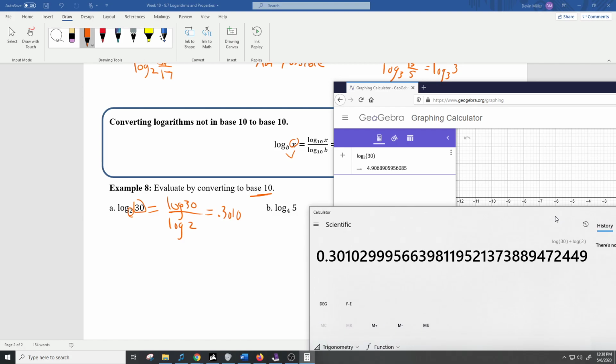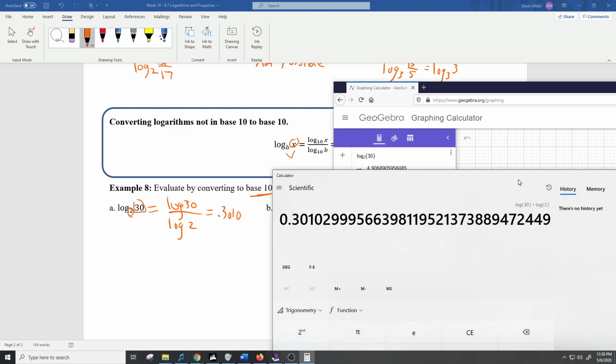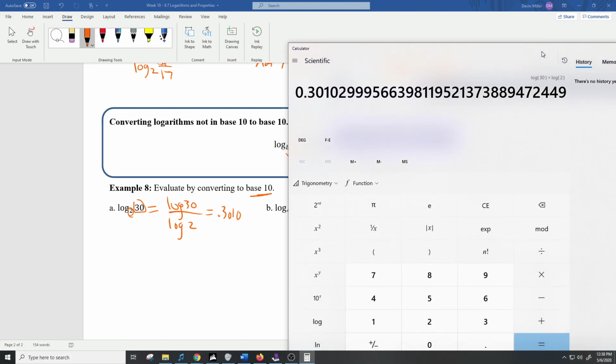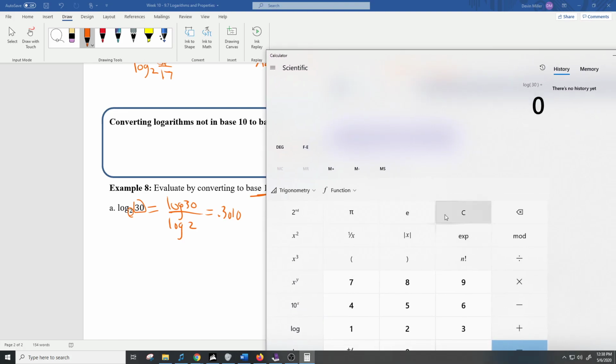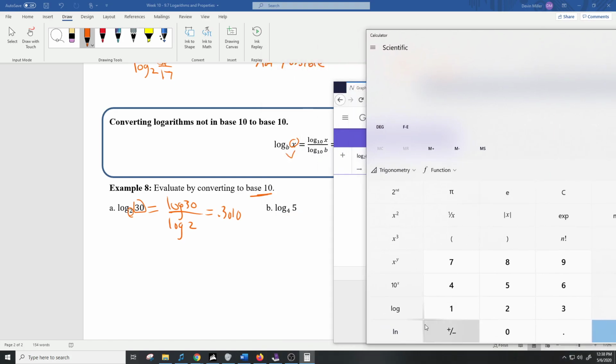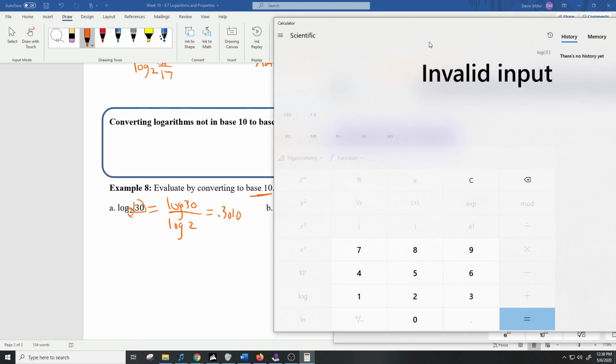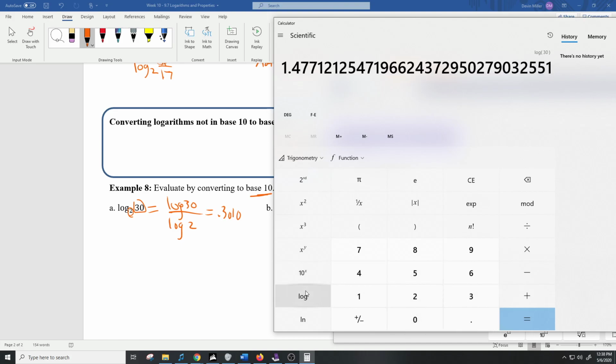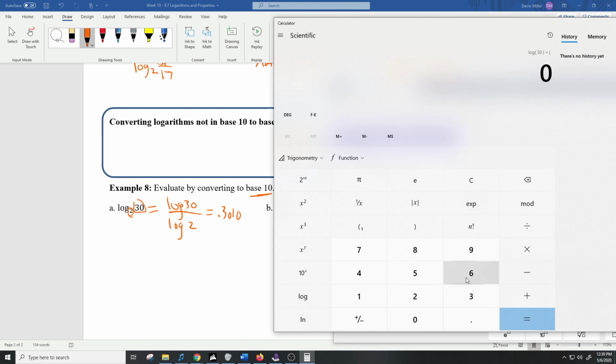I wonder why. It even says this was right. So I wonder why. Log. Oh, yeah, you have to press the button first. 30 log divided by, maybe I'll do this. About 2 log.